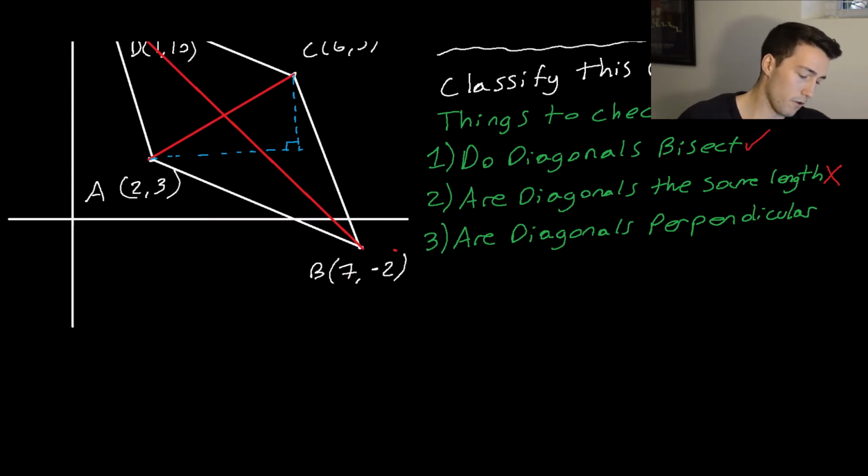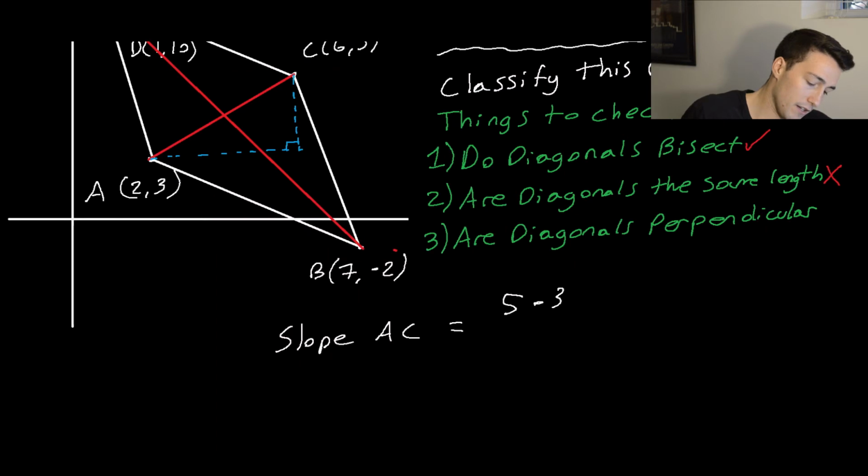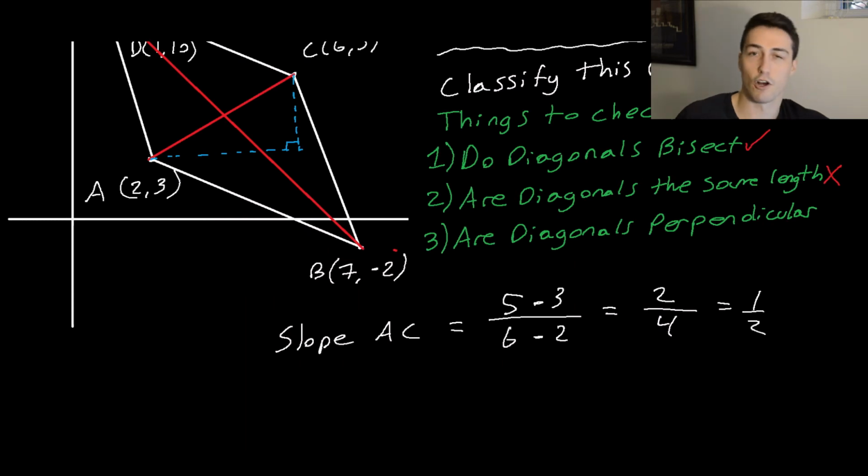For them to be perpendicular, I'm going to get the slope of line AC, and that's the rise over the run, so it's 5 minus 3 over 6 minus 2, which is 2 over 4. So 1/2 is the slope. If the diagonals are perpendicular, the slope of the other line should be the negative reciprocal of this line. The negative reciprocal is just switching the numerator and the denominator and putting a negative in front of it. So I'd expect, if they are perpendicular, line BD to be negative 2 over 1.